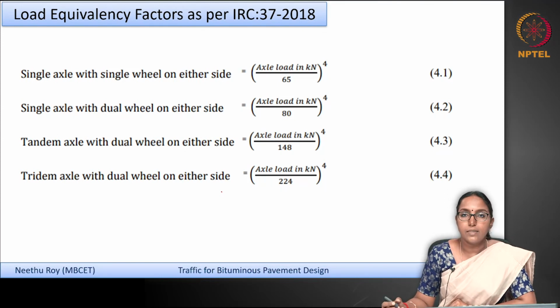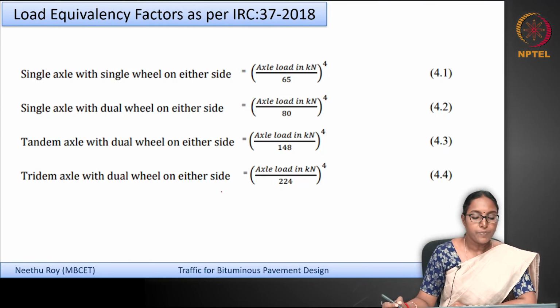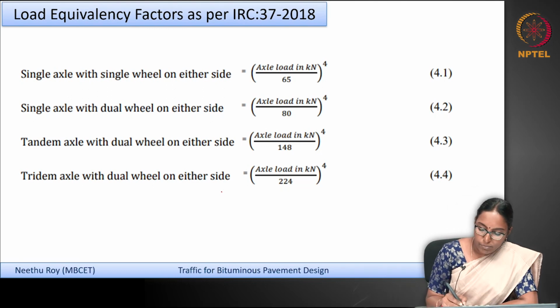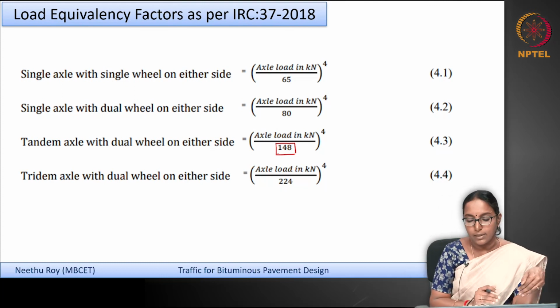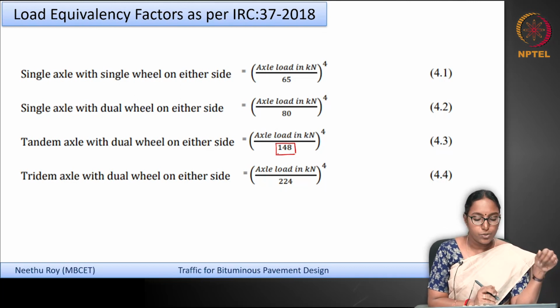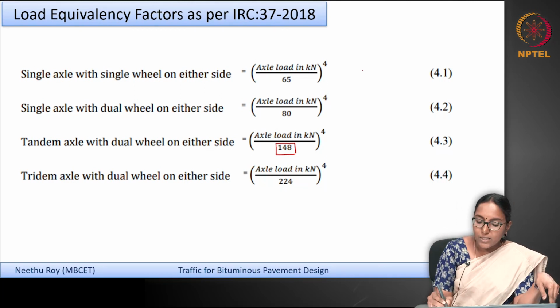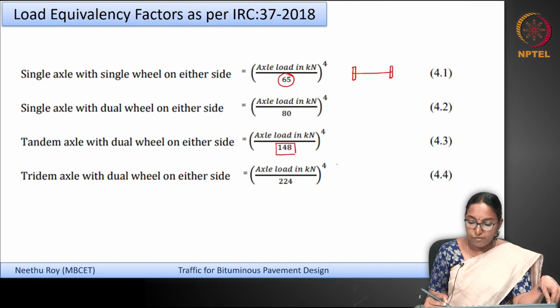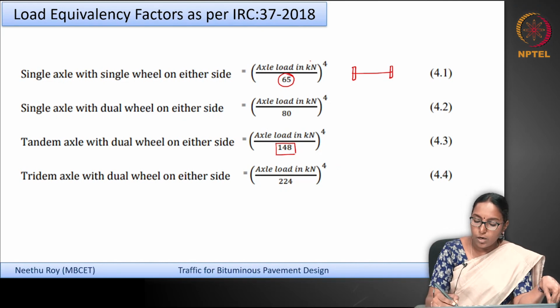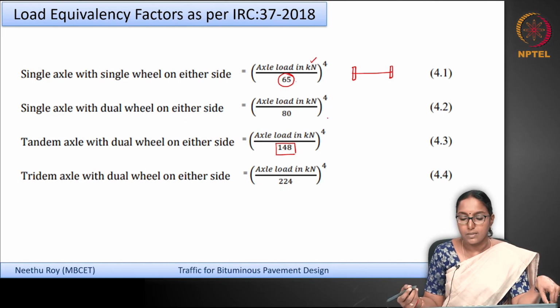Now, as far as the design as per IRC 37 is concerned, these load equivalency factors are given by certain standard values like this. So as you can see here, if it is a single axle with a single wheel on either side, in this case the standard axle load is taken as 65 kilonewton, so that the equivalent axle load factor can be determined as the axle load in question divided by 65, raised to 4. So this will give you the equivalency factor.